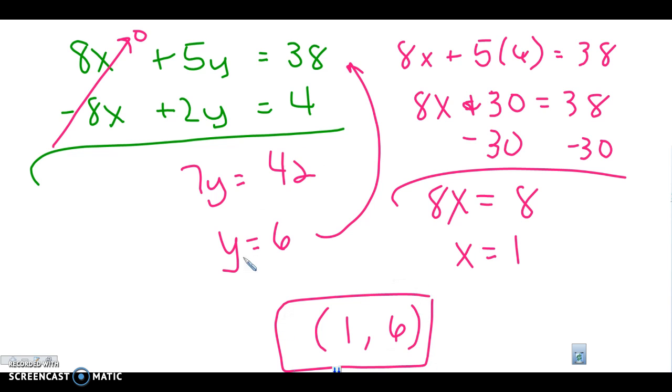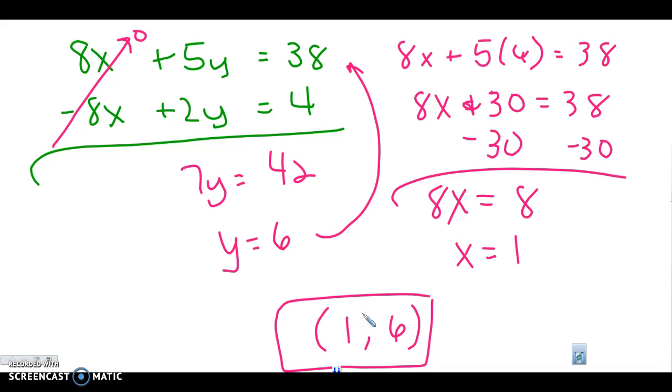Good. So if you follow through my work, I have a positive 8x and a negative 8x. Those should cancel straight out. So I'm actually going to start by solving for y. And I get 7y equals 42, y equals 6. I can plug that y equals 6 into my top equation. You can plug it into your bottom, it doesn't matter. I just saw the 5 and that worked for me. And this one had a negative, so I didn't really want to do that. But either one will work. So I did 8x plus 5 times 6 equals 38. 5 times 6 is 30. Subtracted that off both sides. So 8x equals 8, x equals 1. And so my ordered pair is 1, 6.